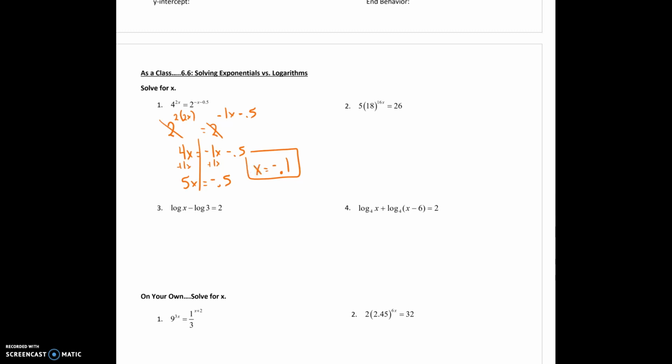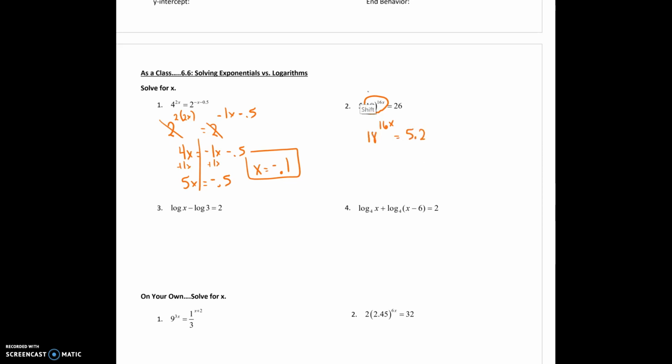Number 2, now this is exponent equals a number, so I will be turning it into a log, but I can't do that until it's just the base and the exponent. So first I'm going to move the 5 over, and you can leave it as a fraction, you could write it as a decimal, I'll just put it as the decimal, and now I'm going to do the log.